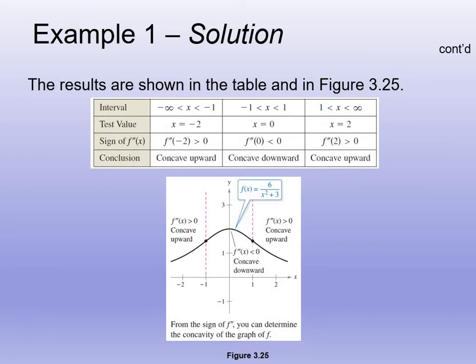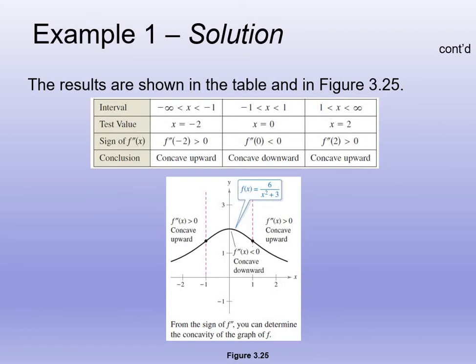So if we look at our first test interval, -infinity to -1, we're going to choose a really easy value arbitrarily to substitute in. So let's choose x equals -2. If we substitute x equals -2 into the second derivative, remember we're substituting everything now into the second derivative, it ends up being positive. F double prime of -2 is greater than 0, so we can conclude on that interval from -infinity to -1 that this graph is going to be concave up.